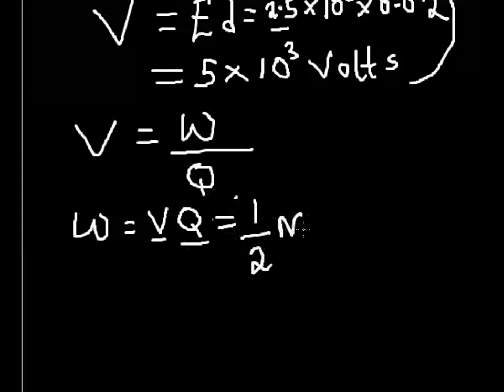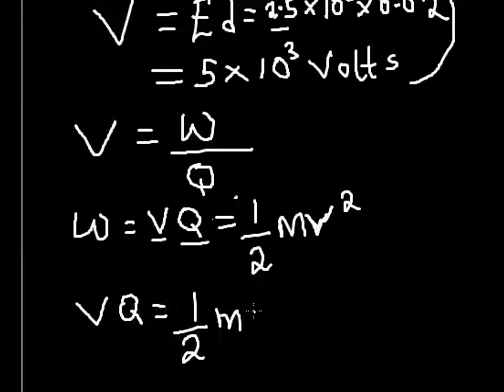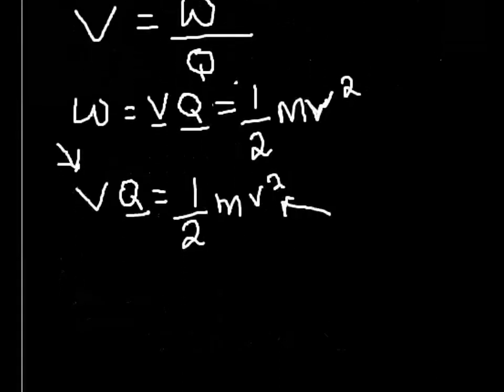The potential energy is converted to kinetic energy, half mv squared. So our formula now is going to be VQ, voltage times charge, is equal to half mv squared. Because it is this electric potential, which is the work, multiplied by the charge, that was converted to the kinetic energy of the electron. So now let's actually solve this.